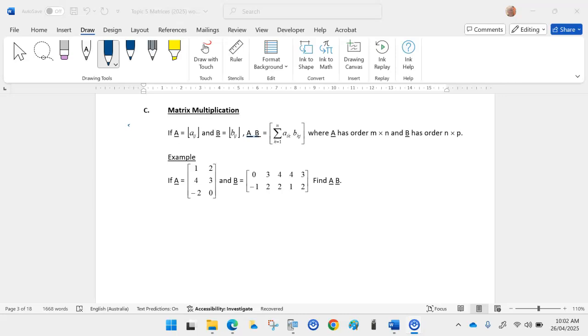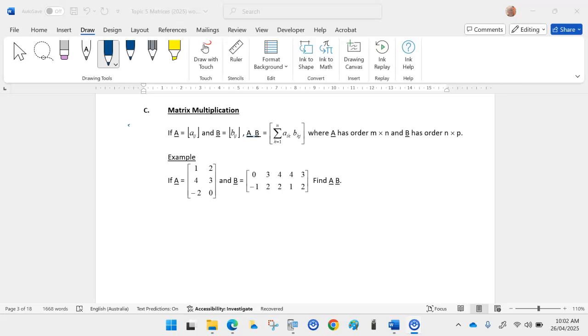Now, unlike matrix addition, you don't necessarily have to have the same order for both of your matrices to multiply them together. To add two matrices together, they must have the same number of rows and columns, but it doesn't necessarily have to be the case when we talk about multiplication, but they must have something in common.